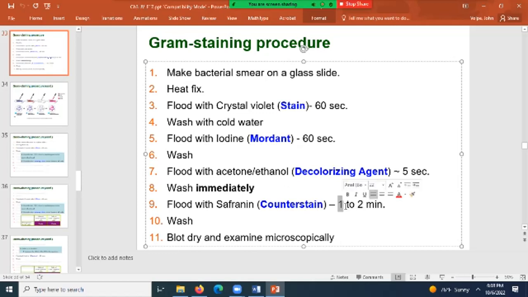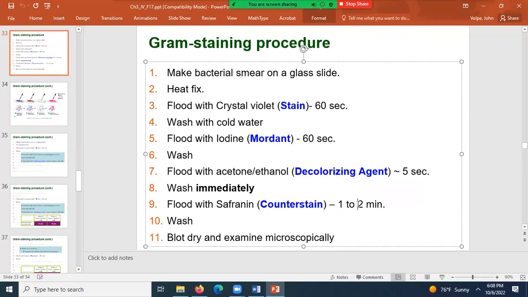However, if you have weaker safranin, you want to stain it for 2 minutes to make it easier to see the cells, meaning the longer you have the safranin on the cells, the more darkly it stains them. If the safranin is pretty weak, you might need 2 minutes. Usually in our lab, 1 minute is sufficient. You then wash the safranin off with cold water, blot the slide dry, and examine it under the microscope. Any questions about the overall procedure?